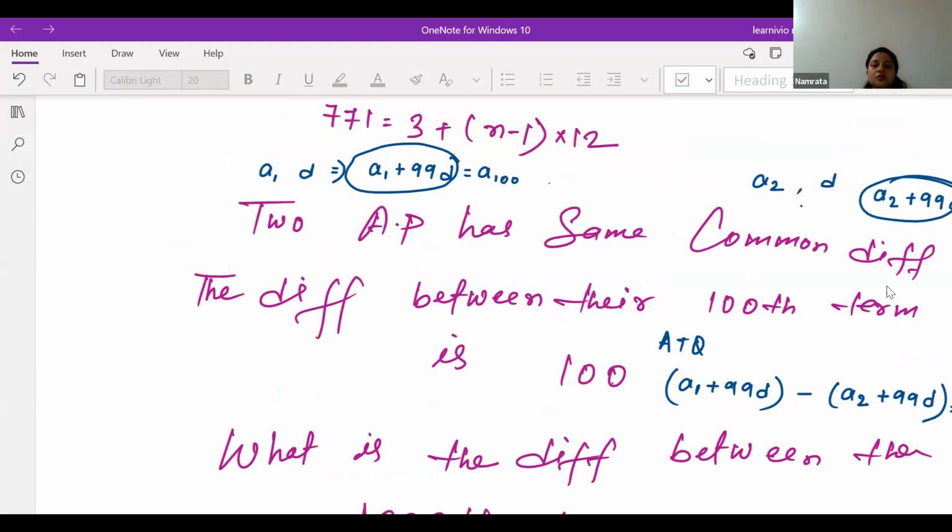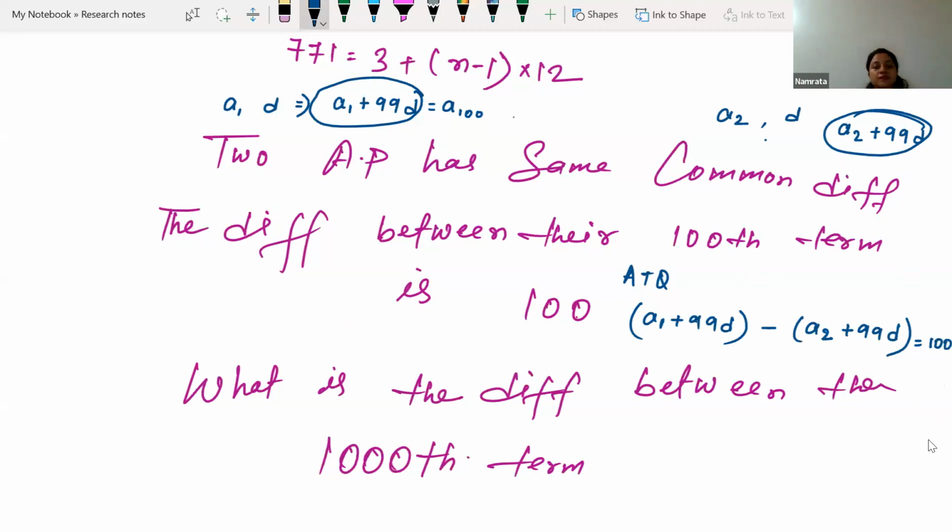So from here, after solving this equation, what are we getting? A1 minus A2 is 100, right? Can we solve it for A1? Can we solve it for A2? We don't know. We don't have any other information so that we can go ahead and solve for A1 and A2. What exactly do we have to find here?